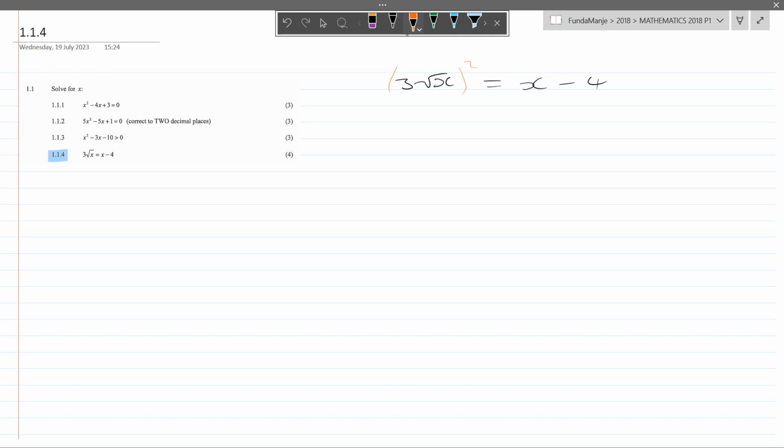sides. So if I square on this side and I square on that side, I get 9. 3 squared is 9, and then this squared will just be x. This will be x squared.